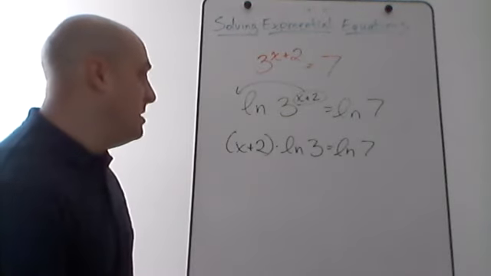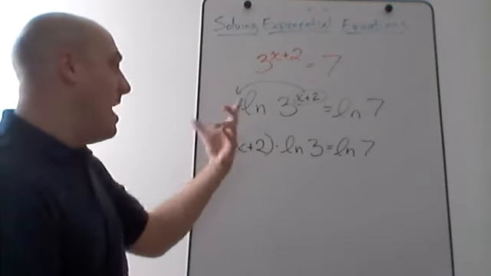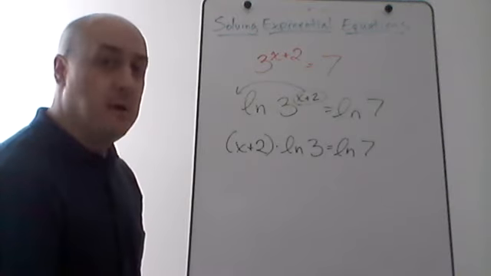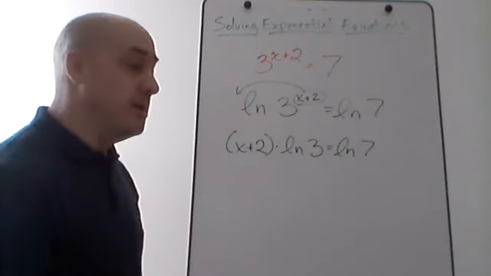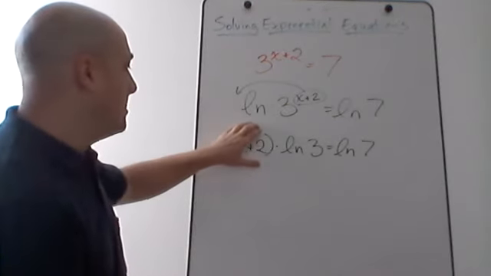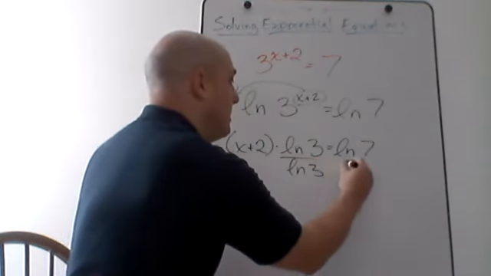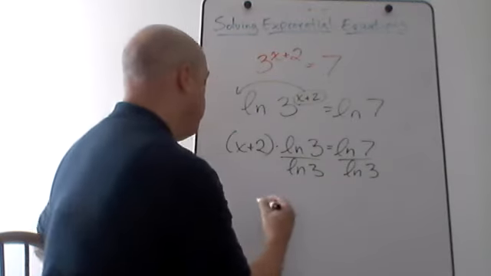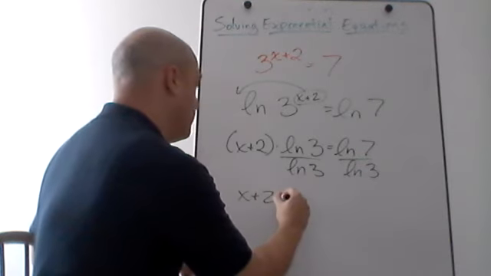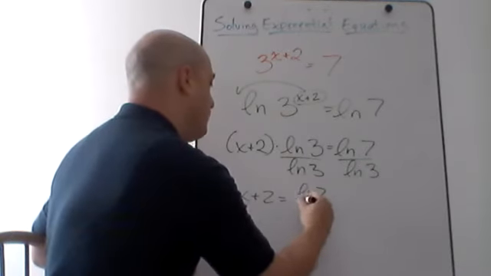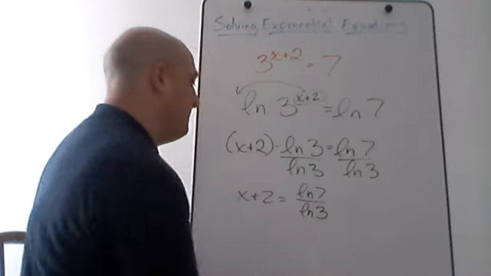So now we need to solve this equation for x. And now that the x is out of the exponent and it's an x to the first power, I use the methods for solving a linear equation. Since it's this whole x plus 2 multiplying this ln of 3, I want to get rid of that ln of 3 by dividing it to the other side. So I'm left over here with x plus 2 equals ln of 7 over ln of 3.